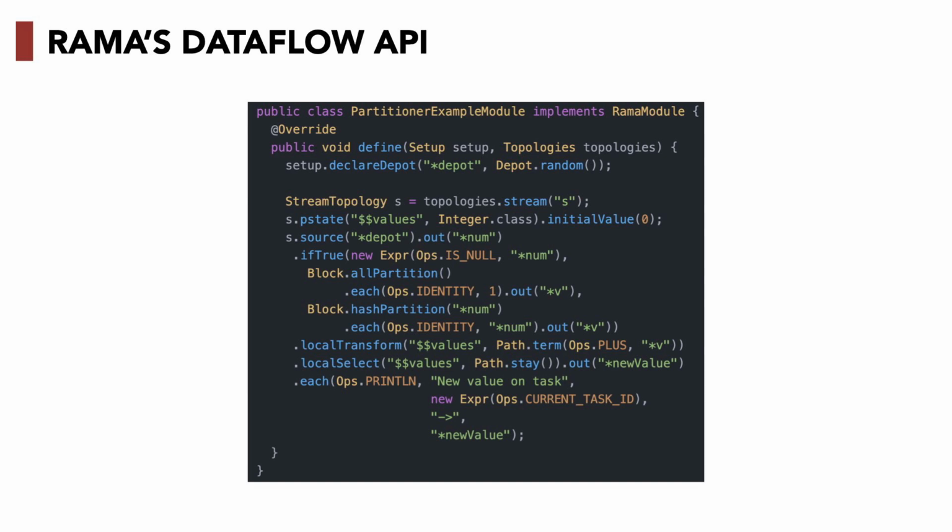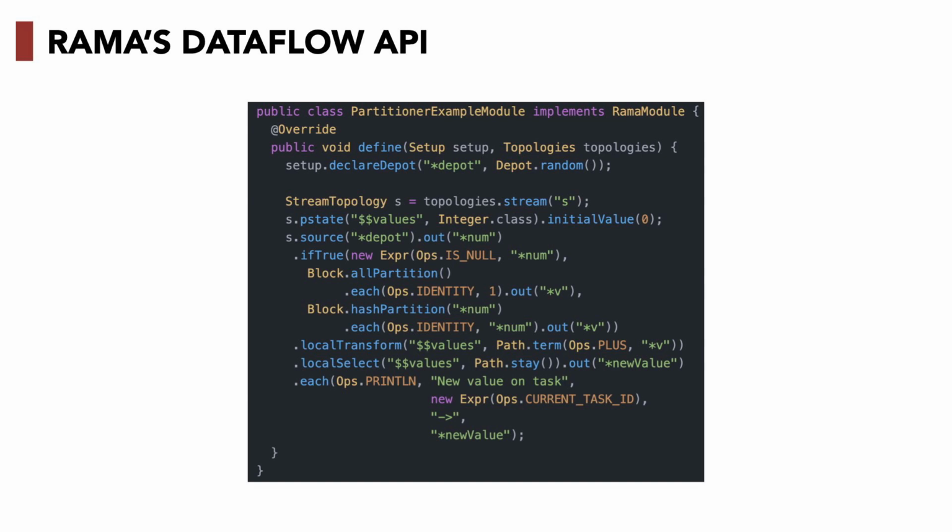If it receives a number, it uses hashPartition to choose a task for that number. Hash partition hashes the provided value and mods it by the number of tasks to choose the target task. Because it uses a hash function, it evenly distributes keys among all tasks while also ensuring the same key always goes to the same task.